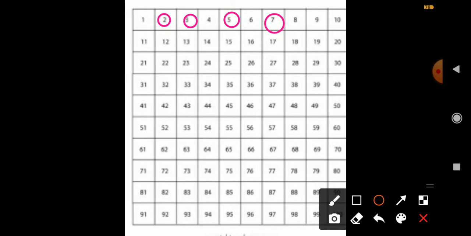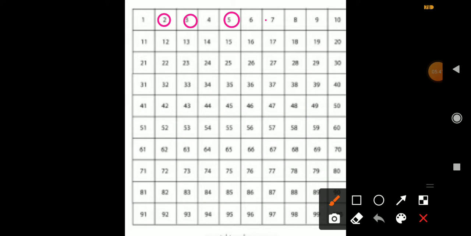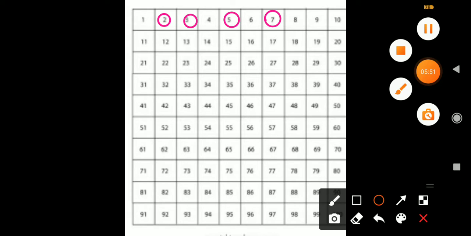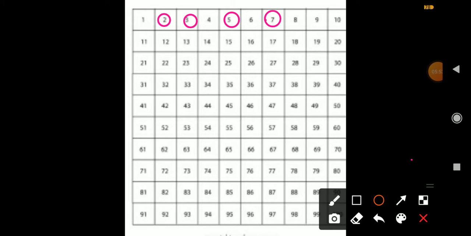Next number is 7. 7 is present in 7's table only, so 7 is a prime number. Next, 8 is a composite because 2 fours are 8, 4 twos are 8, 8 ones are 8, more than one table. 9 is present in 9 ones are 9, 3 threes are 9, so it is a composite number.